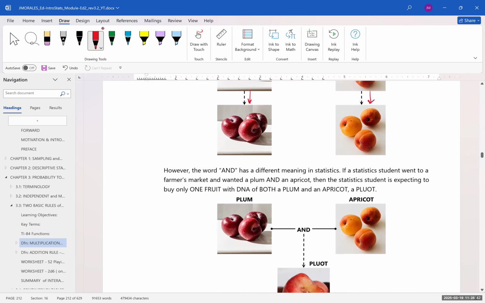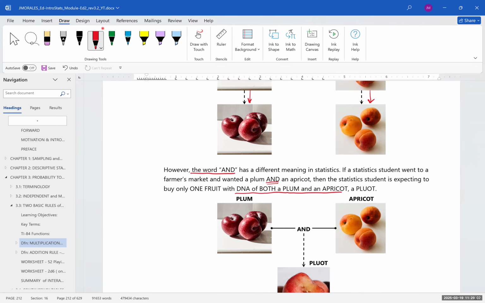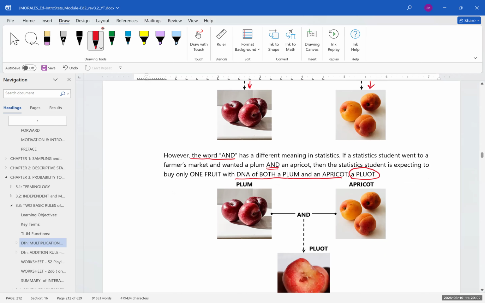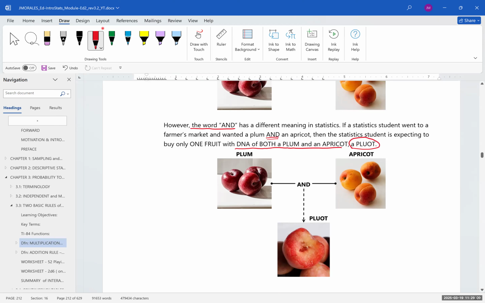However, the word "and" has a different meaning in statistics. If a statistics student went to a farmer's market and wanted a plum and an apricot, then the statistics student is expecting to buy one fruit with the DNA of both a plum and an apricot. He's looking for a pluot. So this is the context in which "and" is being used in statistics.